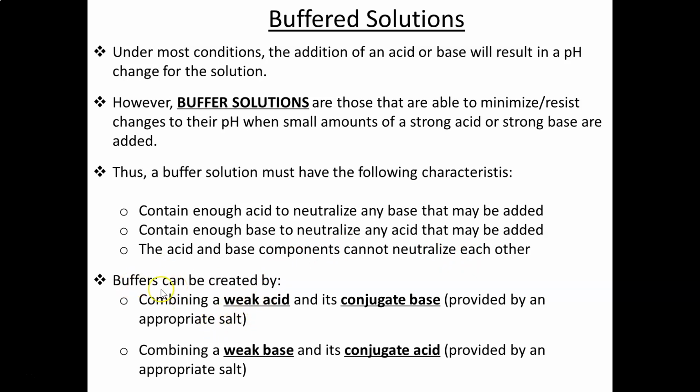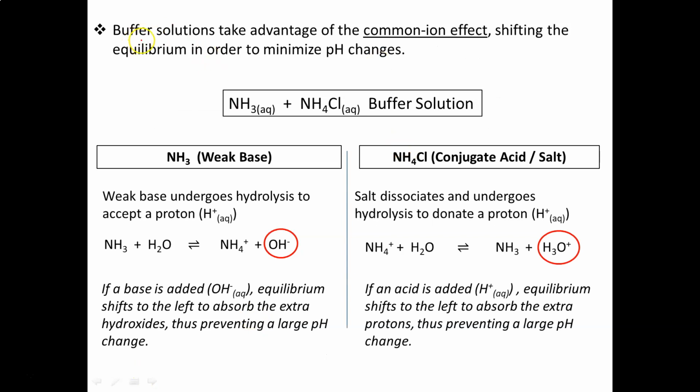We can create buffers by combining a weak acid and its conjugate base, or by taking a weak base and its conjugate acid. The key is to make sure that the buffer solution only contains weak acids and weak bases so we can have a dynamic equilibrium. You see, buffer solutions take advantage of the common ion effect, and this prevents the equilibrium from shifting too much in either direction, thereby minimizing any pH changes.